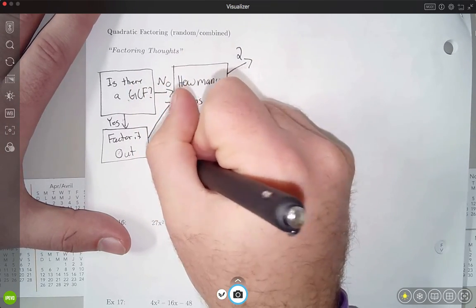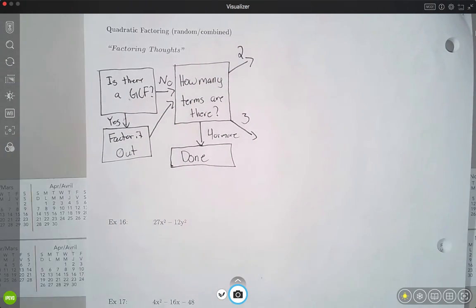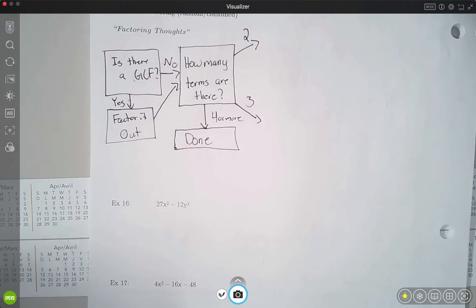Okay, if there's 4 or more, that means I'm not working with a trinomial or a binomial, and so then we're done. Okay, if I could pull out the GCF, then I say that that's what I have, I'm finished. If I didn't have a GCF and I get to that point, then we would say that it's prime or not factorable.